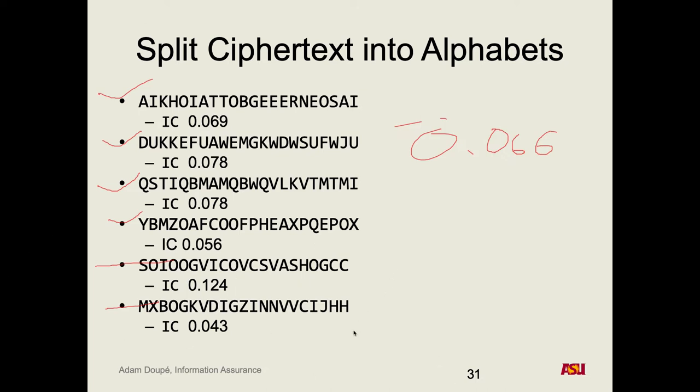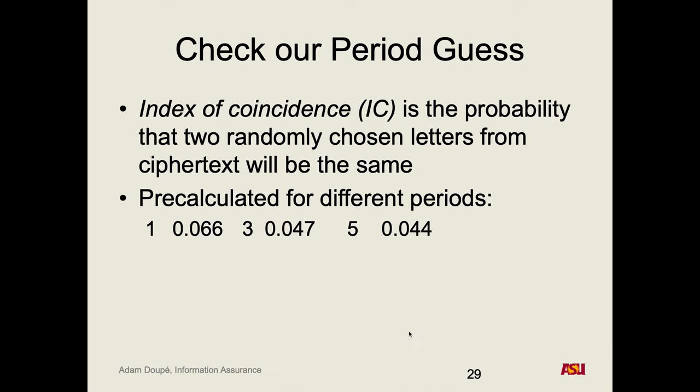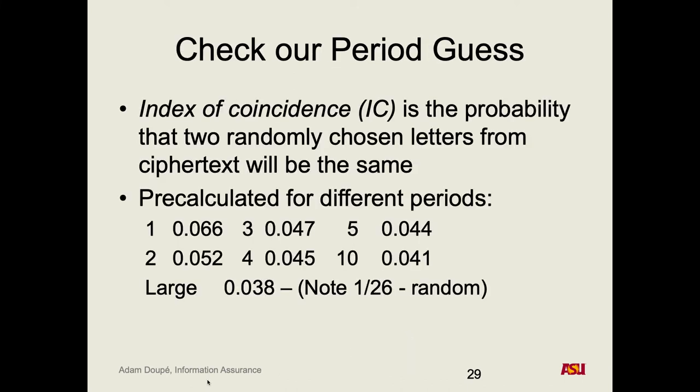The other cool thing about the index of coincidence is that you can calculate it for different periods. Maybe this helps us more when considering if those things match or not. You can calculate it for a period of 1, which is essentially just English text. They've pre-calculated this for different periods, and you can see that as the period gets higher and higher, it gets closer to 1 over 26. The probability is equally likely for every character, so it's not based on any distribution. The characters are essentially random.